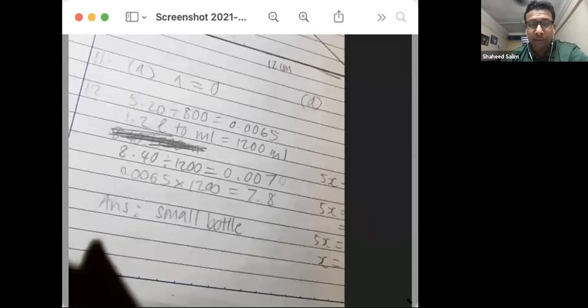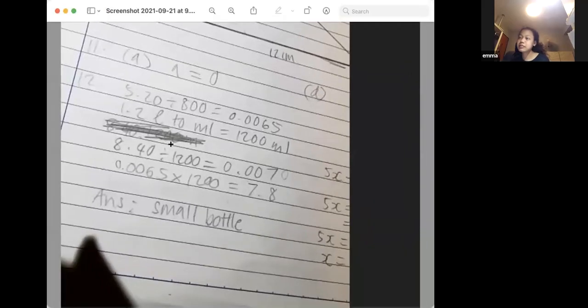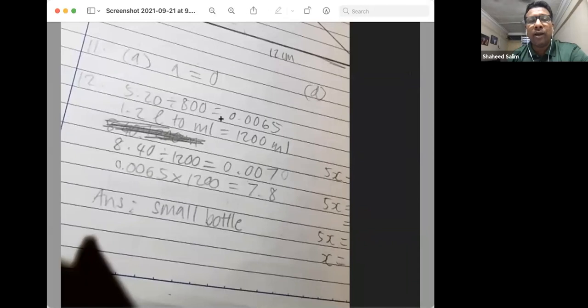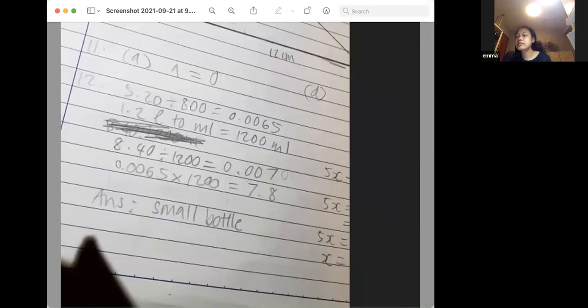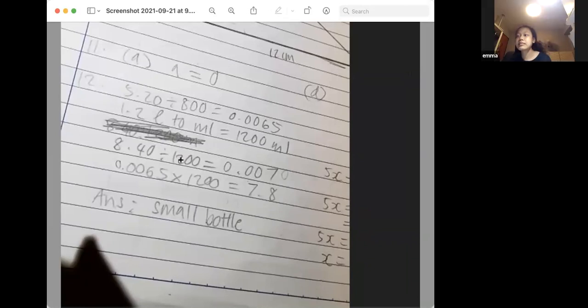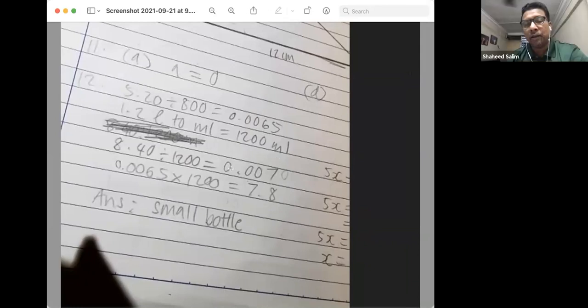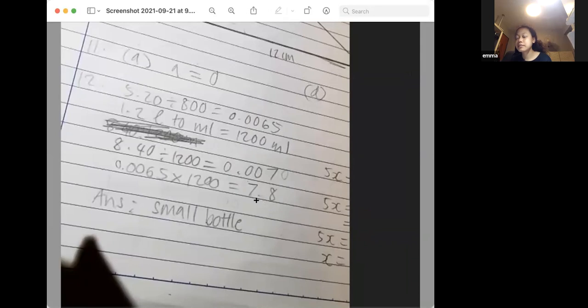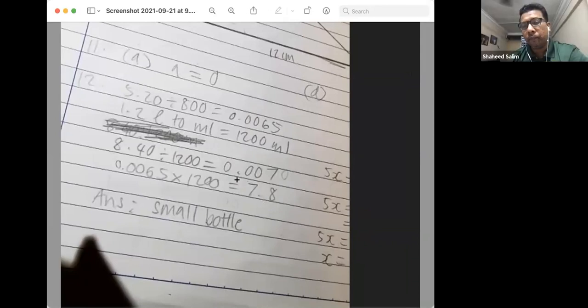Sometimes we know what we did, but we can't explain. Down here, you actually found what is 1 milliliter, the cost of one, because you divided by 800 milliliters. Then the other one you divided by 1,200. You also found out what is 1 milliliter. So 1 milliliter is cheaper down here than here. And you're correct. So you compare with something the same.